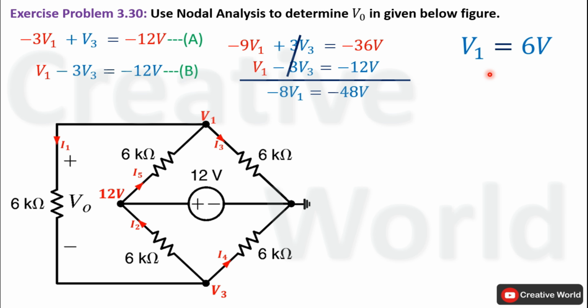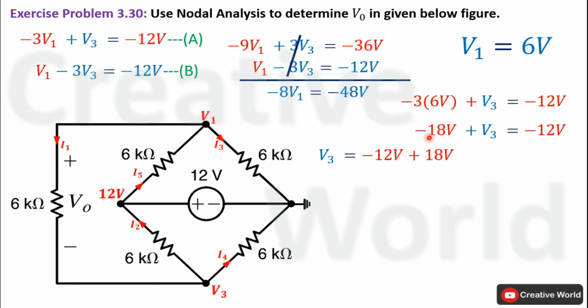After calculating the value of V1, we can find out the value of V3 by placing this value inside this equation. So in this equation, V1 is replaced with 6 volt. Take the product of 6 volt and minus 3, it will become minus 18 volt. And place this minus 18 volt on the other hand side of equal to calculate the value of V3. This minus 18 volt will become plus 18 volt. Add these values together, their sum will be equal to 6 volt. So the value of V3 is equal to 6 volt.